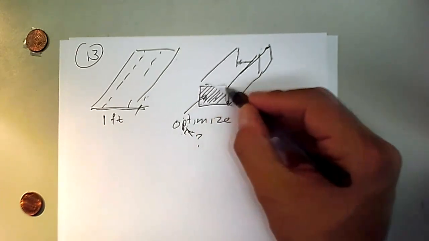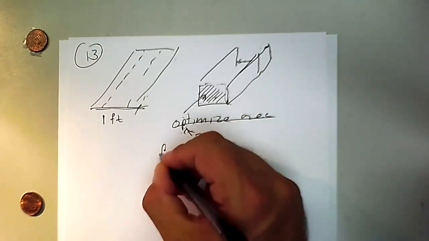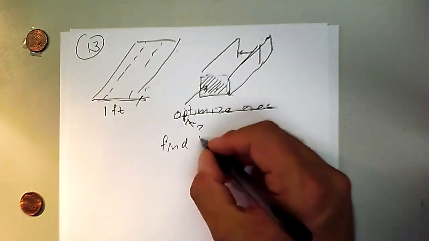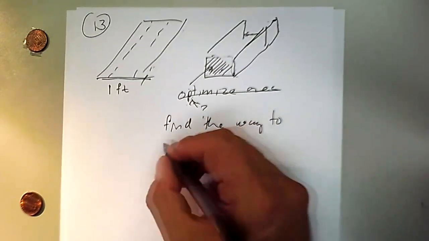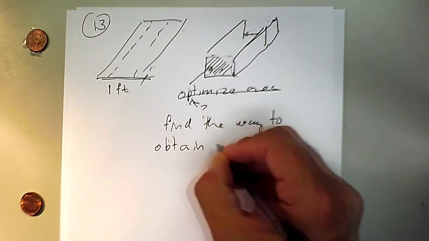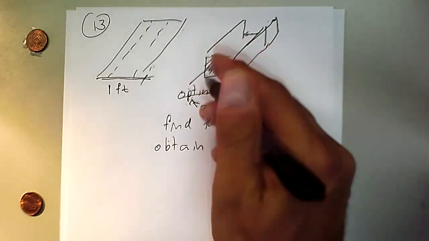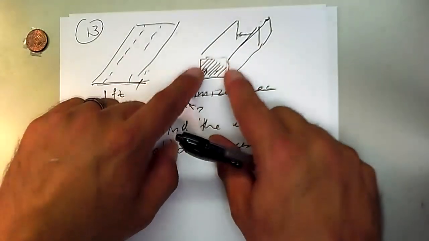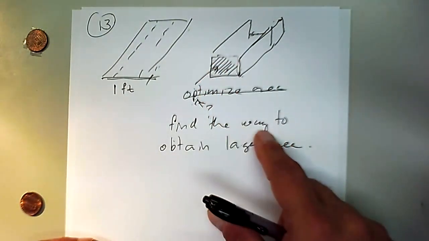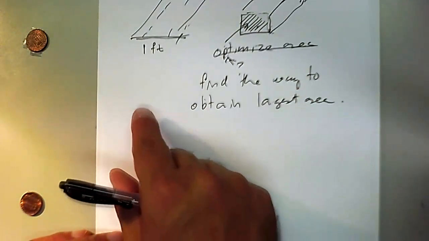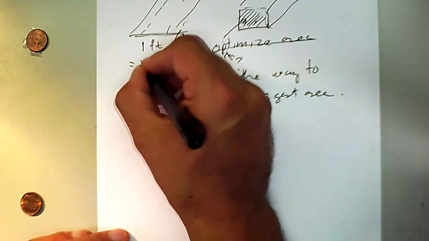Anyway, what is the largest area? Let's just change it to: find the way to obtain the largest area. So how am I going to fold it? And it has to be the same length, so the area is maximum. Okay, so for instance, by the way, 1 foot is the same thing as 12 inches.